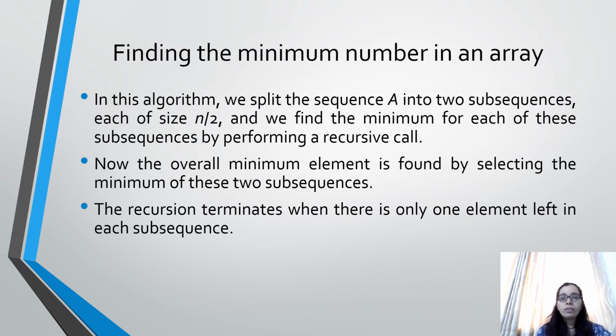Another example of recursive decomposition is finding the minimum number in an array. In this algorithm also, we split the sequence A into two subsequences, and the size of each is the number of elements divided by 2. Then we find the minimum for each of these subsequences by performing a recursive call. Now, the overall minimum element is found by selecting the minimum of these two. And recursion terminates when there is only a single element left in each subsequence.